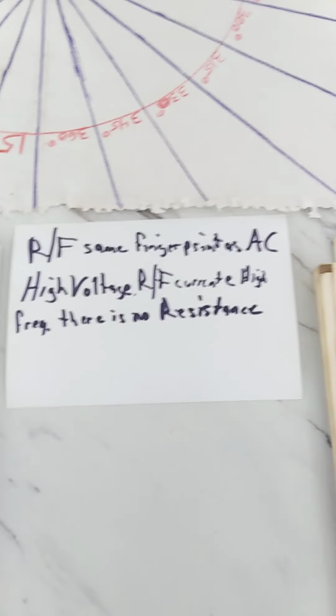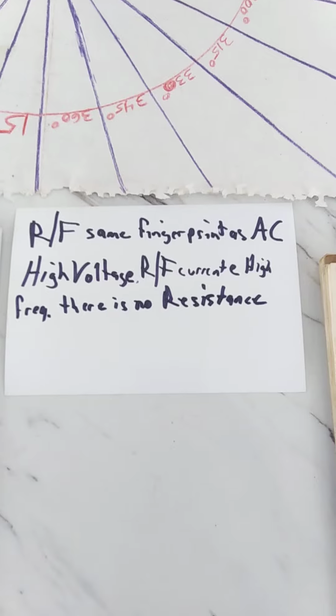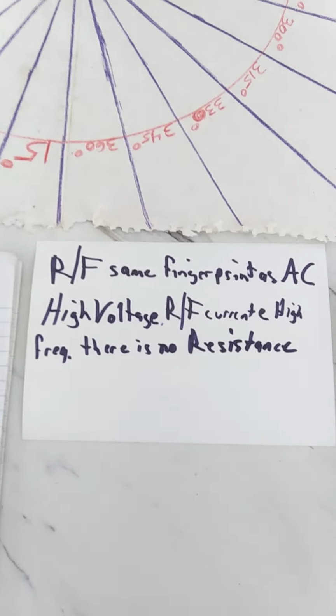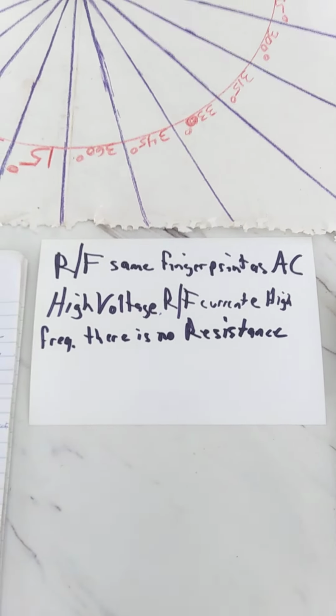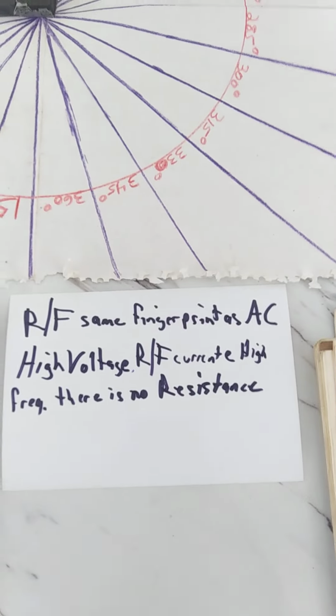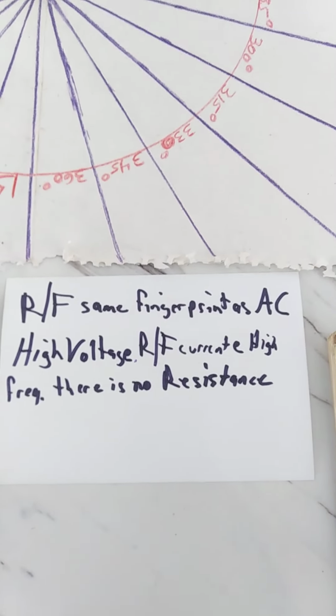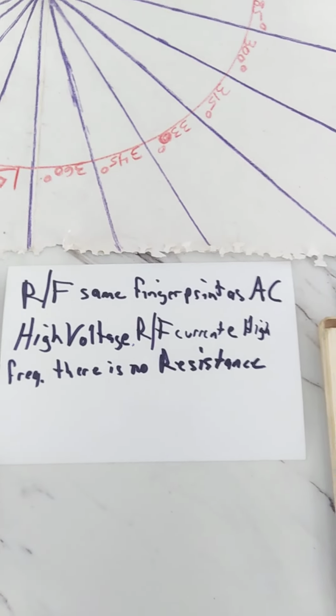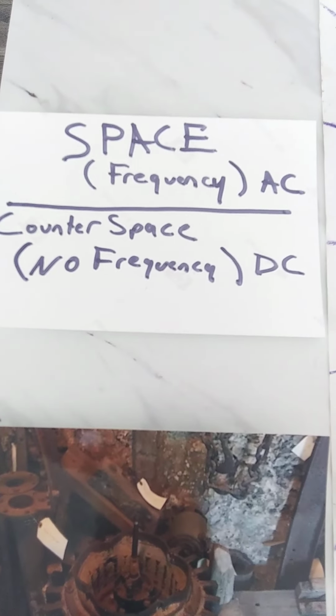But this is what you need to keep in mind with this whole thing, is that radio frequency has the same fingerprint as AC. See, this is where I was going with this whole thing, where I was almost combining the two. The RF has the same fingerprint as AC high voltage. The radio frequency current at high frequency, there's no resistance. So it's doing the same exact thing as your DC. So this is where I'm going with this whole thing. So let's continue.